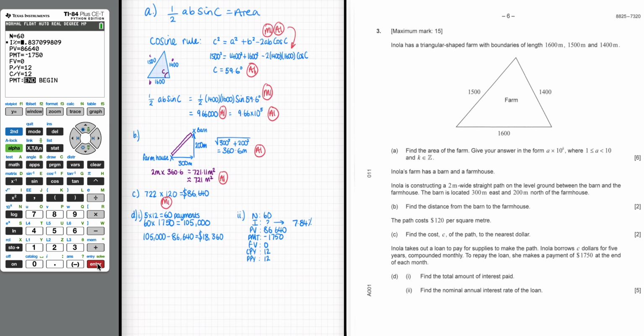Part C was also 2 marks, so this is just for working out the cost. So this is 1 mark for the method and 1 mark for the answer. And then part D was 5 marks, so 2 of them were for the first part. 1 is for the answer and 1 is for the method of realizing that you needed to multiply and find this and then subtract them. And then the second part of the question was 3 marks. 1 is obviously for the answer, and the other 2 are for correctly using the finance solver and for showing what the information would be.